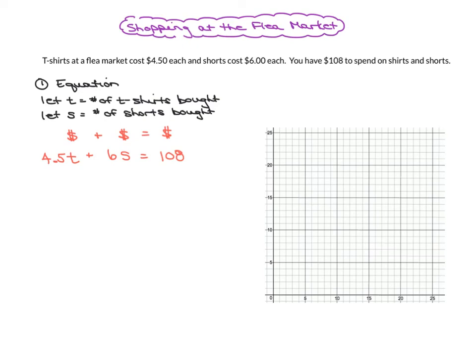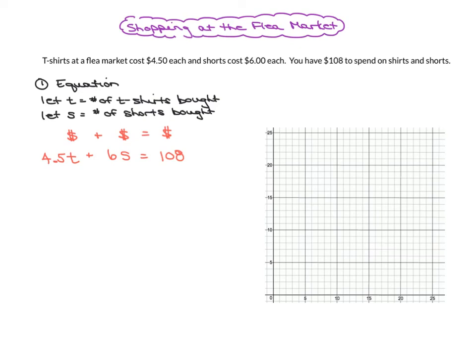Now, this equation models a relationship between these two quantities, number of t-shirts bought and number of shorts bought. My question for you is, which of these two quantities is the input and which is the output? So pause me and decide for yourself.